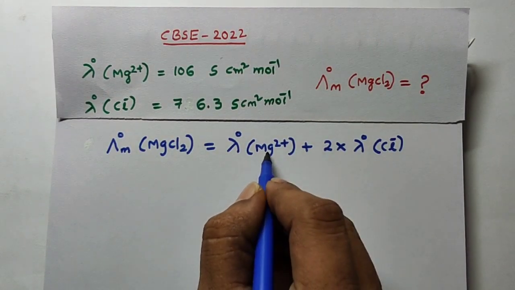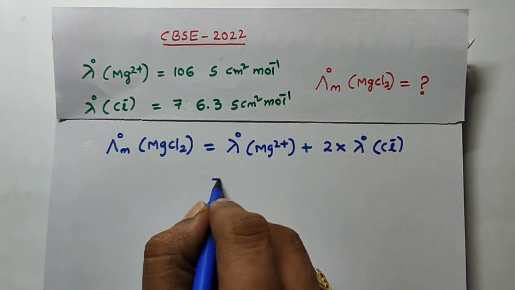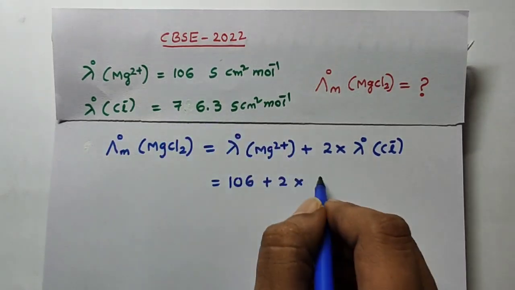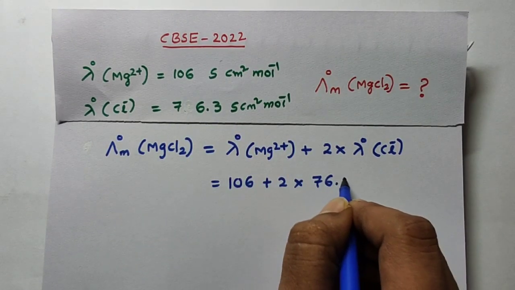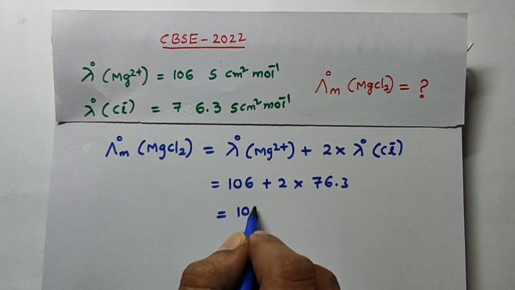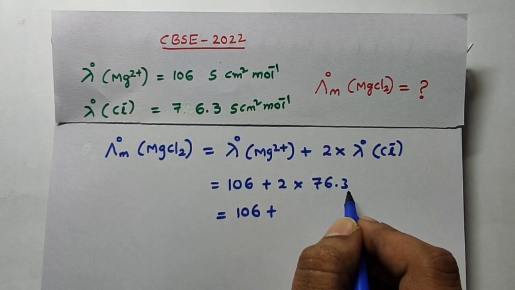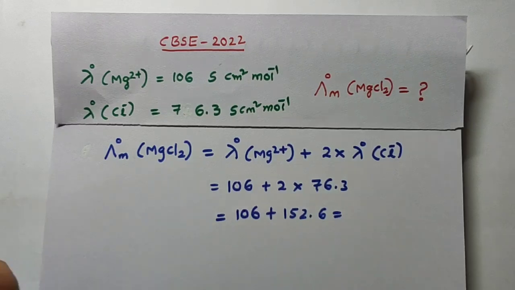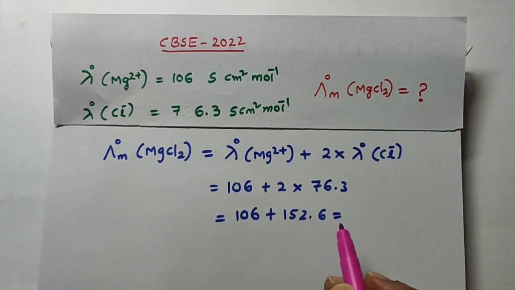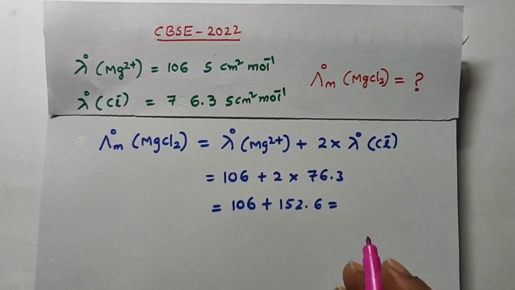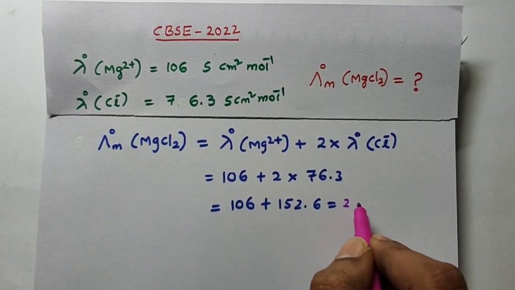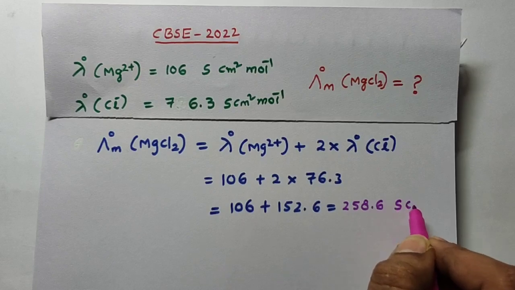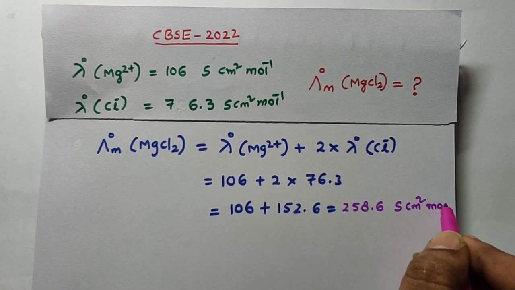Okay, and here Mg2 plus, what is the value? 106 plus 2 into Cl minus, which is 76.3. So 106 plus 2 into 73.6, which is 152.6, which is equal to, if we add both, we will get 258.6 Siemens centimeter square mole inverse.